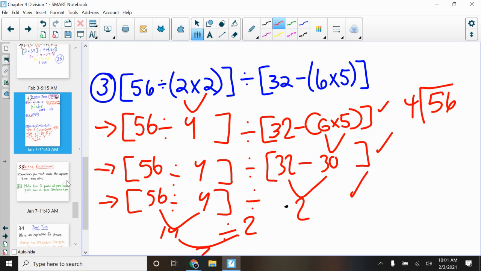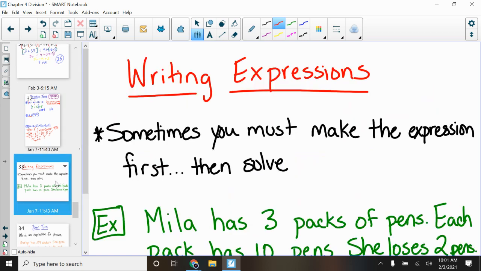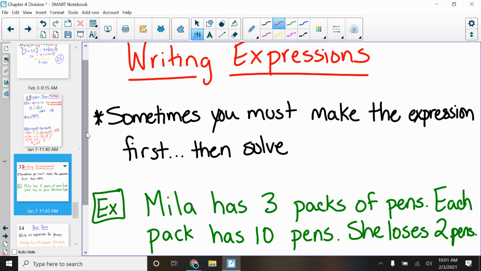I do want to show you one other thing before I set you free on homework, okay? Sometimes you have to write an expression. Like those that we just saw, those were all things that I gave you. I gave you the expression, and all you had to do was find where to group them. But sometimes you have to write the expression on your own. So I want you to write down, this will be the last thing we do.